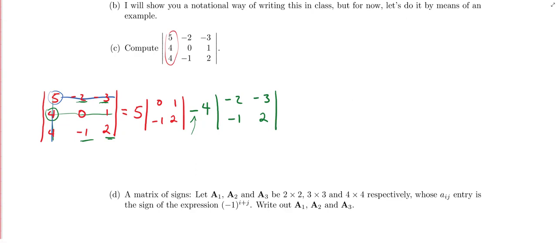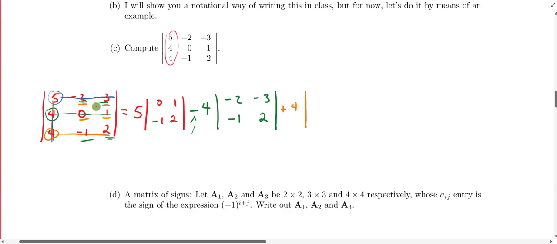And then for my final entry, because I'm expanding down this column, the final entry is this 4 here. So I'm going to block out this row and this column, and that's going to leave me with this remaining 2x2 matrix right here. Hopefully you can envision that. And so we would have a plus 4 times the determinant of the matrix with negative 2, negative 3, 0, and 1. Okay. So in this case, one thing you may have questions about is that the signs alternate as positive, negative, and then again positive.